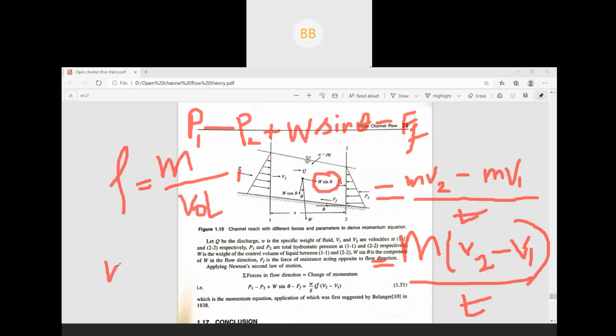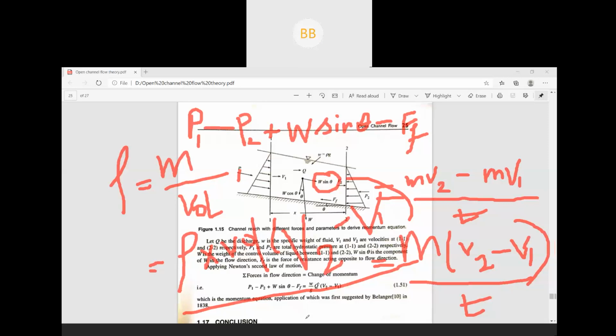So in place of mass, we can write density multiplied by volume. So in place of mass, we substitute density multiplied by volume, then V2 minus V1, then we have divided by time t.